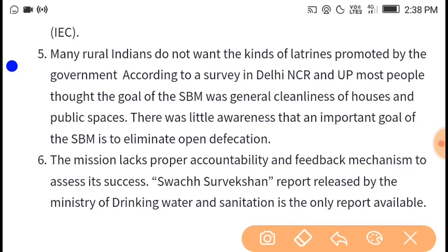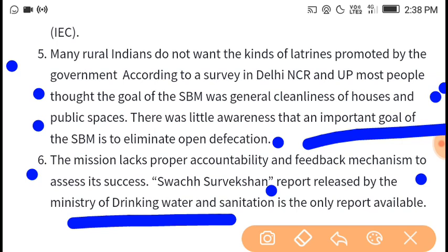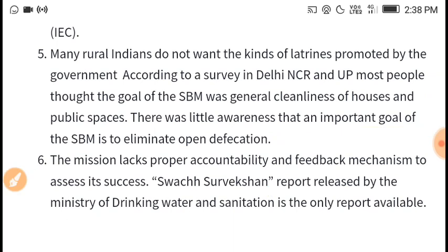According to a survey in Delhi, NCR, and UP, most people thought the goal of the SBM was general cleanliness of houses and public spaces. There was little awareness that an important goal of the SBM is to eliminate open defecation. The mission lacks proper accountability and feedback mechanisms to assess its success. The surveillance report released by the Ministry of Drinking Water and Sanitation is the only report available.